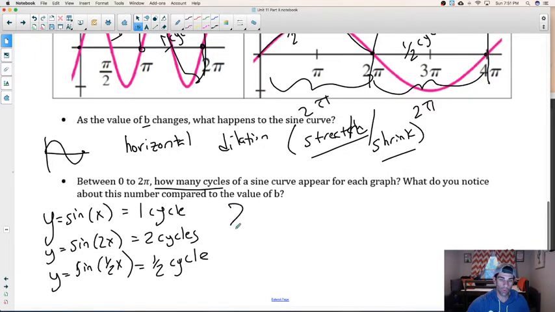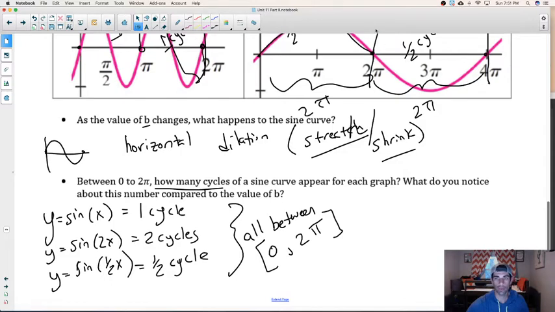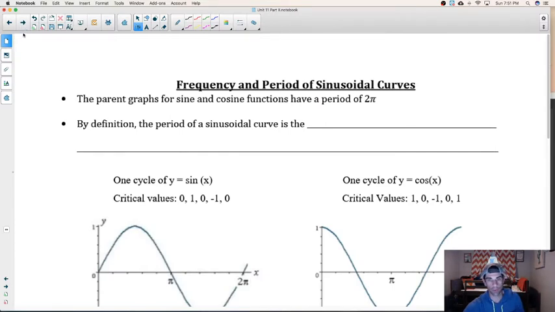So this was all, and that's important, between 0 and 2 pi. Over here, don't get too confused, it took 4 pi to complete the cycle, but it was only half of a cycle between 0 and 2 pi. Alright, let's keep going. That leads us into what we're going to look at now, which is getting some names for frequency and period of these sine and cosine curves.